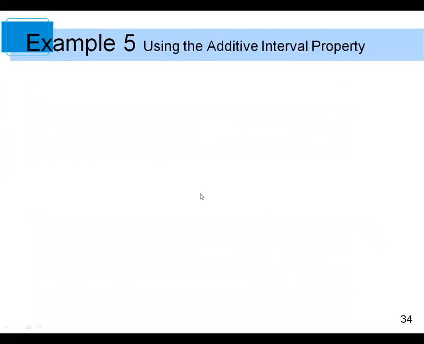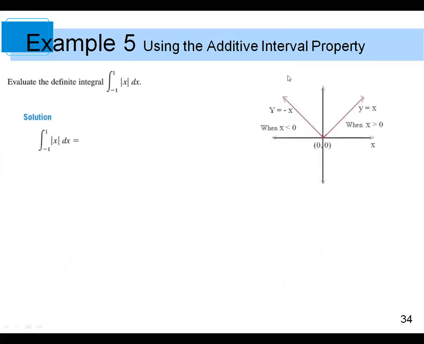So let's use the additive property. Evaluate the definite integral from -1 to 1 of the absolute value of x. So if I draw a picture of this, for the absolute value of x, y is equal to -x when x is less than 0, and y is equal to x when x is greater than 0. So what I'd have to do if I want to get the area from -1 to 1, you could see it as triangles.